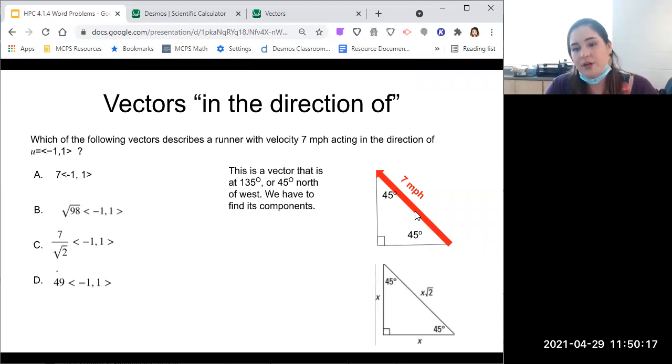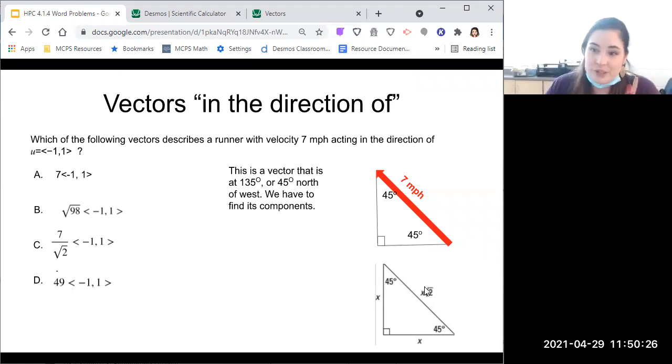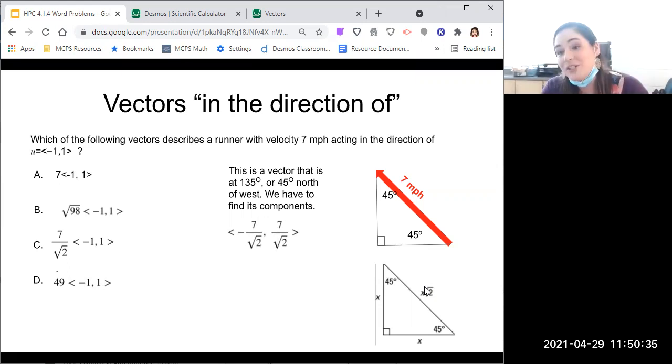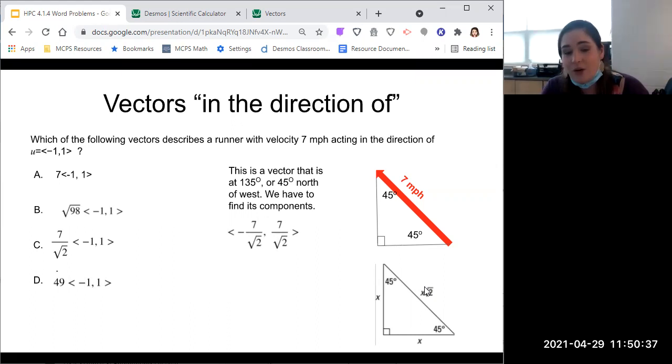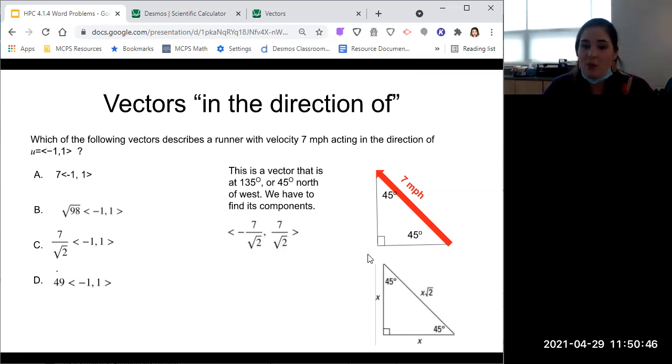So what does that mean for 7, right? 7 in this case is the hypotenuse. So to get our components, instead of multiplying by √2, we have to divide by √2. So the components of this vector, this 7 mile per hour magnitude vector, are -7 over √2 and +7 over √2. Negative, because again, we're going left, we're in quadrant 2, the x's are negative because we're going left, and the y component is positive because we're going up.